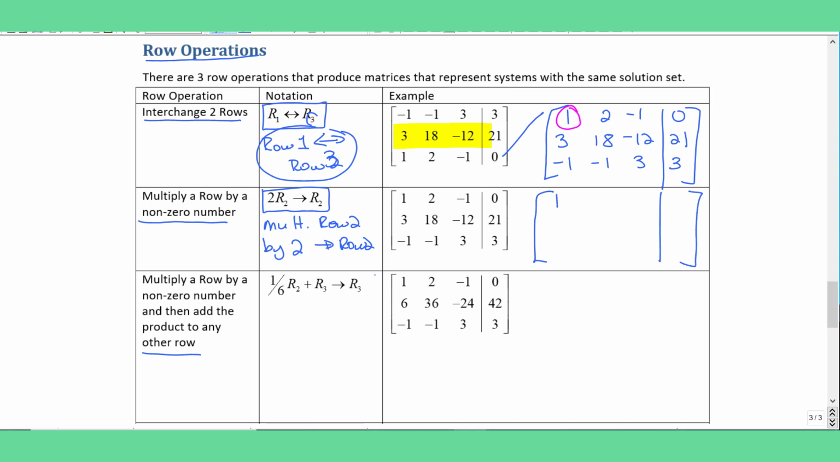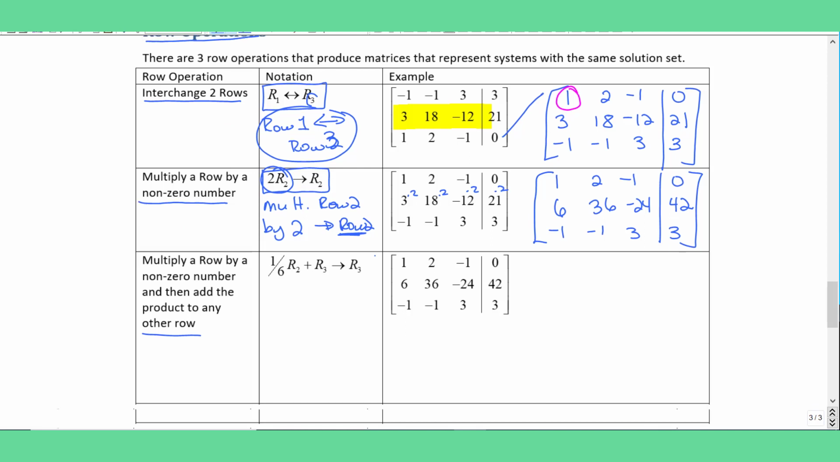So that means I am going to rewrite row 1 and row 3 and only use row 2. I'm going to multiply row 2 by 2. So I'm going to multiply each one of these values times 2 and put it in my new matrix. So I have 6, 36, negative 24, and 42. And again, that's all. We're just practicing.